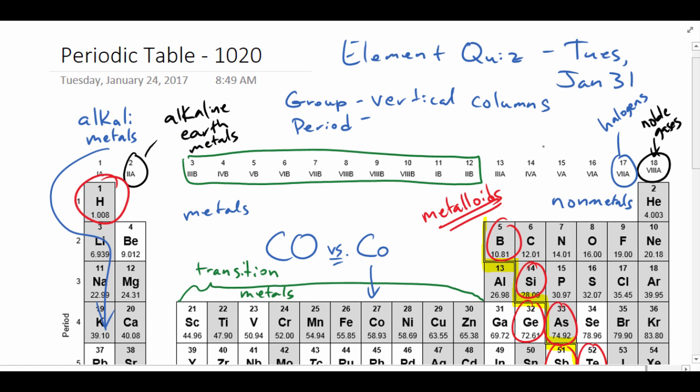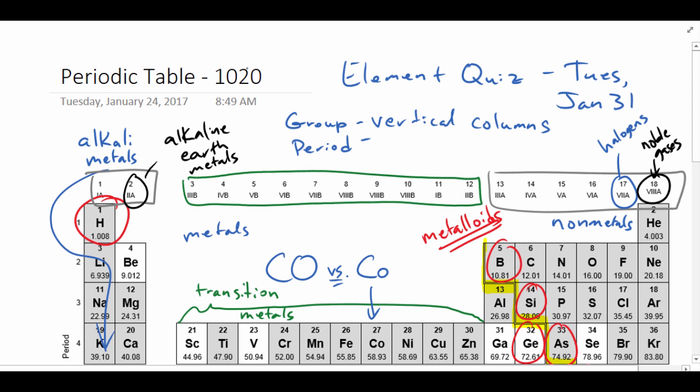Whereas those here that have the A groupings, and which color am I not using here yet? Let's try gray. So the A groupings, these here and these over here, are what we call the main group elements. Again, they're the ones designated by the letter A, so that's these here and this block here. Transition metals are the ones designated by the B groupings.